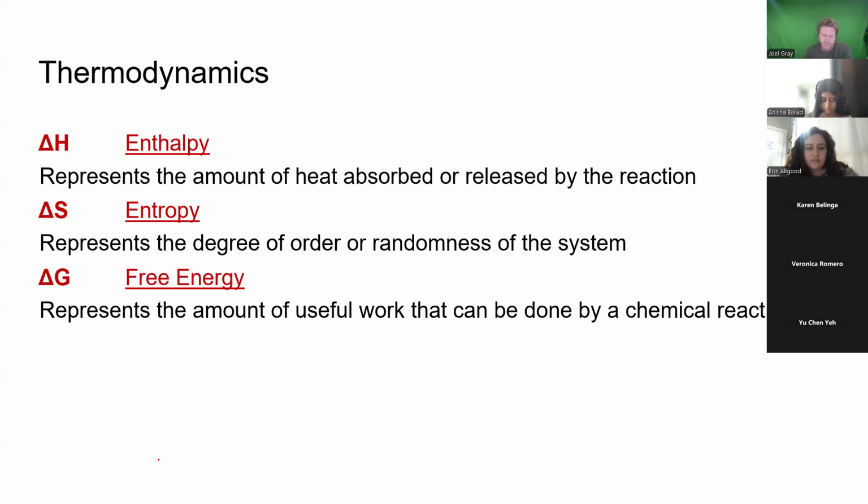So enthalpy, represented by delta H, represents the amount of heat absorbed or released by a reaction. Entropy, or delta S, the change in entropy, represents the degree or order of randomness of a system. And delta G, or free energy, represents the amount of useful work that can be done by a chemical reaction.